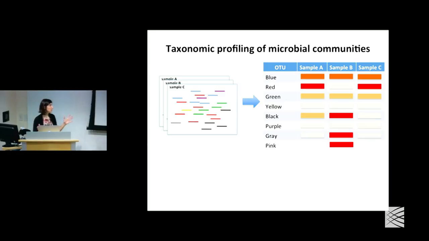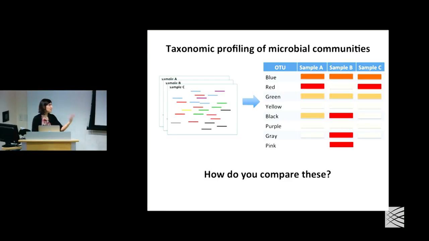But no matter which way you get your taxonomic profile, you can then visualize it in different ways. So like I said, we can do heat maps where we count the reads or we assign taxonomy in the different ways I said. For each sample, we can get abundances of a different OTU. And then we need to find ways to compare these.